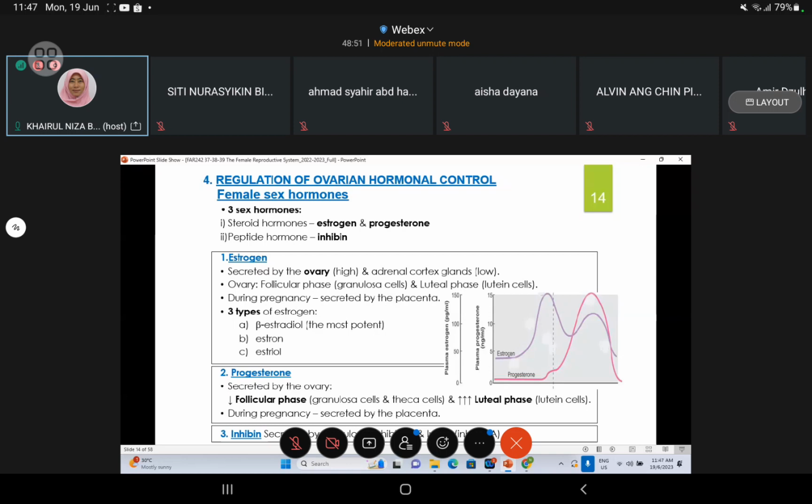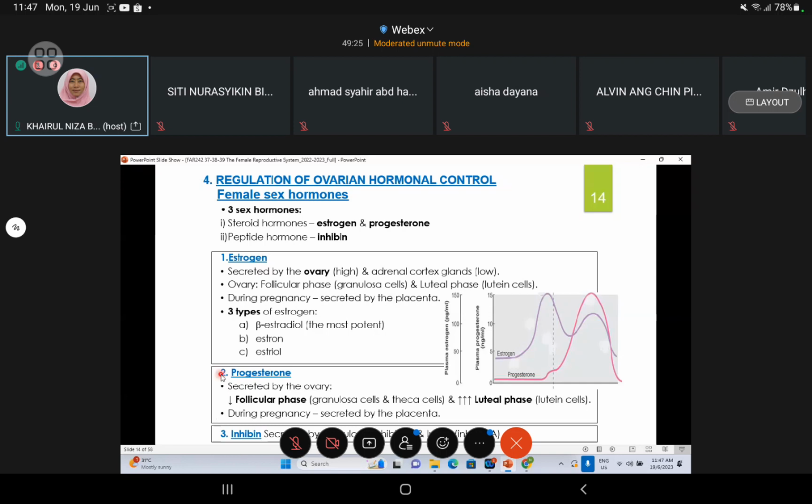So from the ovary, during the follicular phase, estrogen is secreted by the granulosa cells, but after ovulation, during the luteal phase, it is secreted by the lutein cells. And during pregnancy, it is secreted by the placenta. So there are basically 3 types of estrogen. One is beta estradiol, which is the most potent one. Secondly, estrone, and thirdly, estriol. Okay.